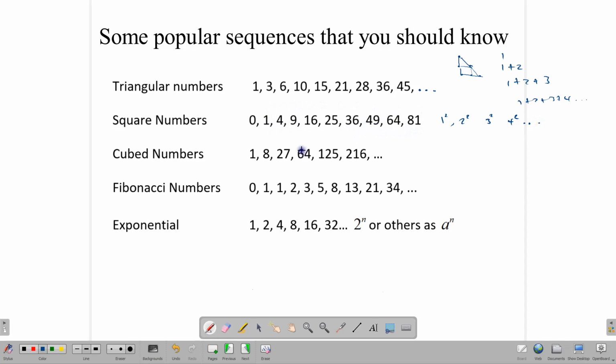So know these. Same thing for cubed numbers: 1 cube, 2 cube, 3 cube, etc. And 1 cube means 1 times 1 times 1, or you're looking at the volume of a cube with side 1, in which case you get 1. 2 cube, which is 2 times 2 times 2, which gives you 8. 3 cube, which is 3 times 3 times 3, which is 27, etc., etc. Or the volume of a cube with side 3.